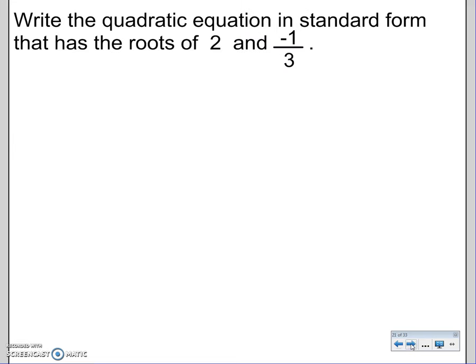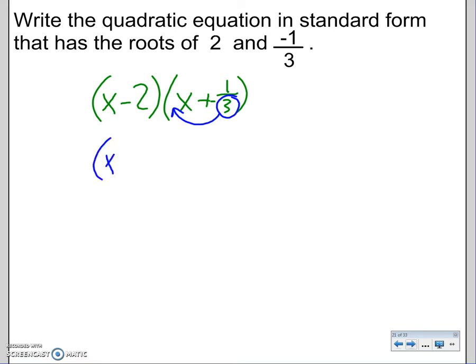All right, write the equation, quadratic, in standard form if they give the roots. Remember, you have to change the sign of the root. So although the root is +2, you have to write x minus 2. And although it's -1/3, it's +1/3. Fix any fractions by moving the denominator to the front. So this is the same thing: x minus 2, 3x plus 1, and just distribute or FOIL.